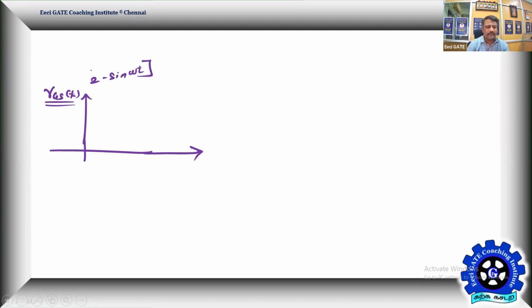So what is the DC level? 2 volt. With respect to the 2 volt DC level, it is down because it is 2 minus. So initially it is down. It is going to be this way, 2 minus 1. It is going to be my 1.